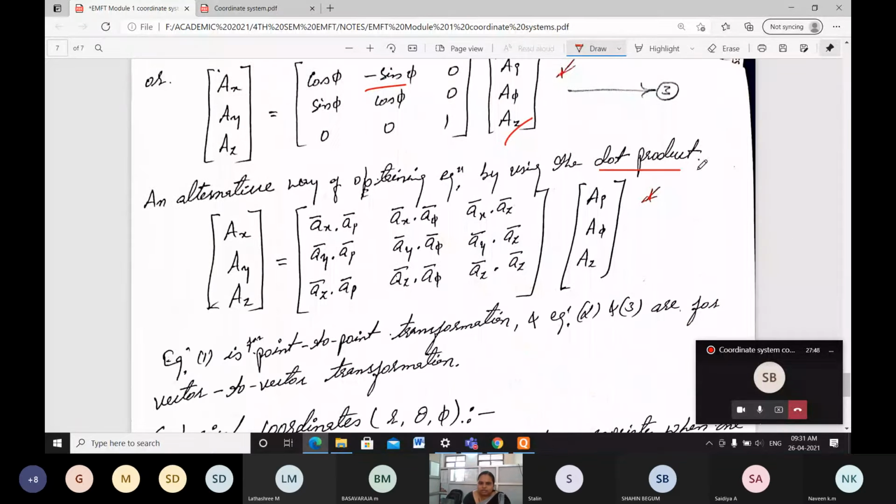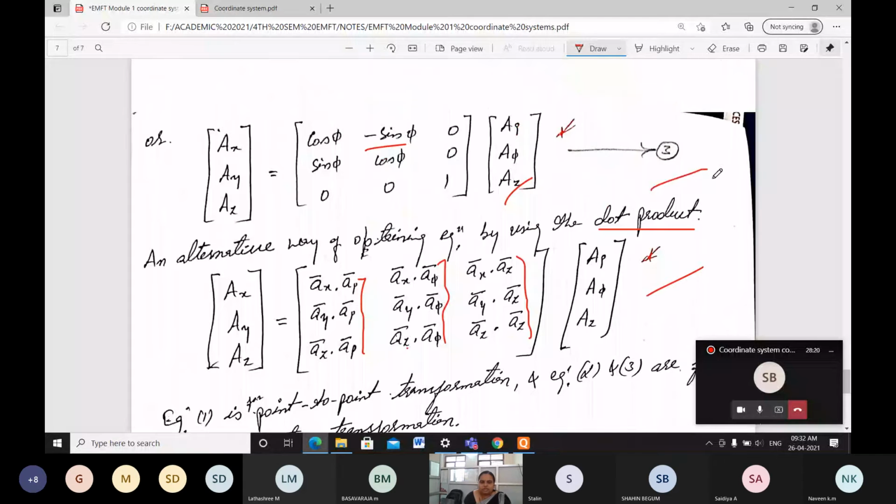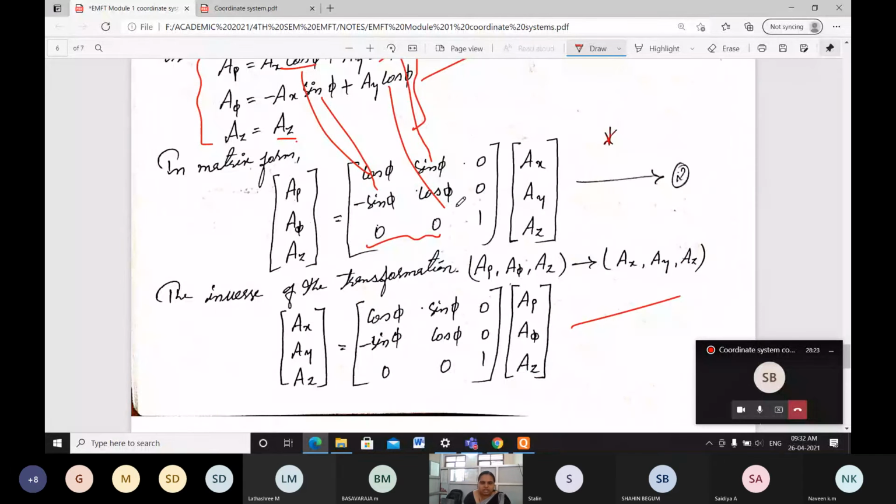In terms of a dot product equation, that is going to be AX, AY, AZ. You can remember it like this: AX, AY, AZ with A rho fully, then AX, AY, AZ with A phi, then AX, AY, AZ, and then AZ. Just to remember, in terms of a dot product, we can write like this, into A rho, A phi, AZ.